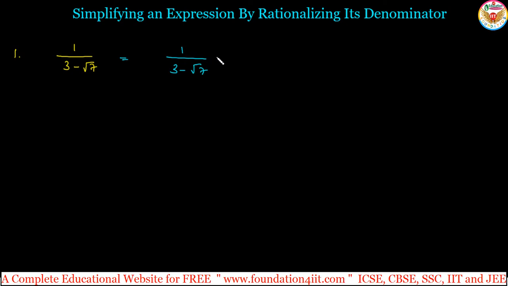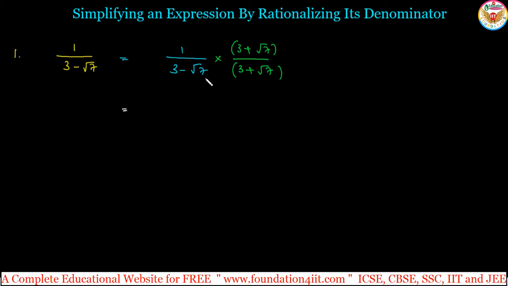Rationalizing factor. So the rationalizing factor of 3 minus root 7 is 3 plus root 7, right? Same 3 plus root 7, multiply and divide. So then the value does not change. If you multiply any fraction with the same numerator and denominator, then the value does not change. So whatever the denominator is, with the opposite sign, 3 minus root 7, right? That is the rationalizing factor: for 3 minus root 7 it is 3 plus root 7. So with 3 plus root 7 you multiply and divide.